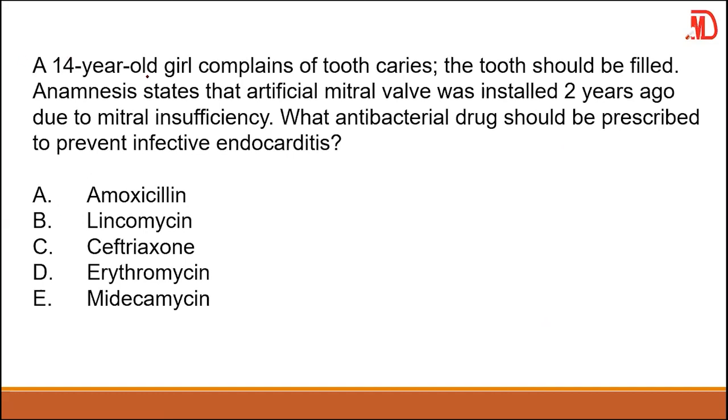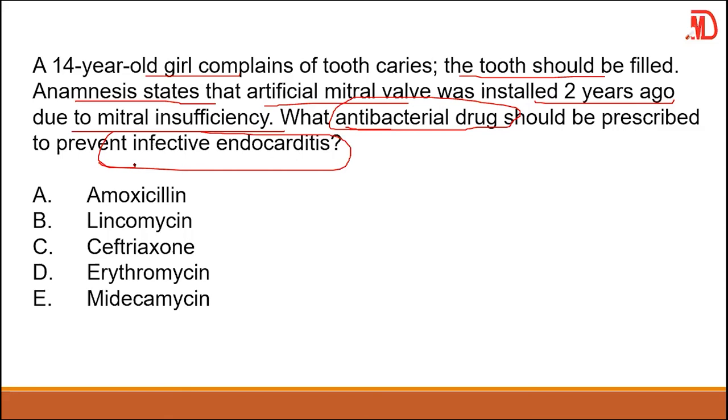Christopher also did. A 14-year-old girl complains of tooth caries. The tooth should be filled. Analysis states that an artificial mitral valve was installed 2 years ago due to mitral insufficiency. What antibacterial drug should be prescribed to prevent infective endocarditis? Before that, what is the causative agent for infective endocarditis? Staphylococcus aureus. And so therefore you are going to use amoxicillin. All right, a very broad antibiotic anyways. So over here we are going with amoxicillin.